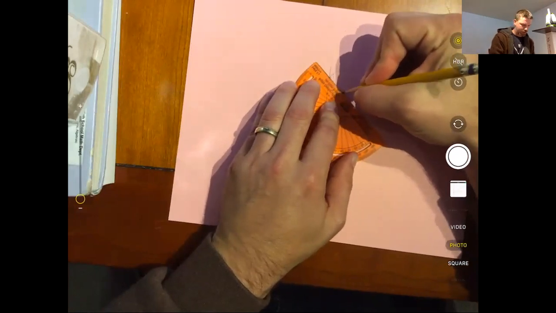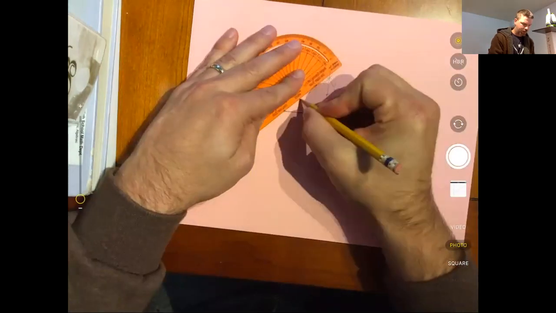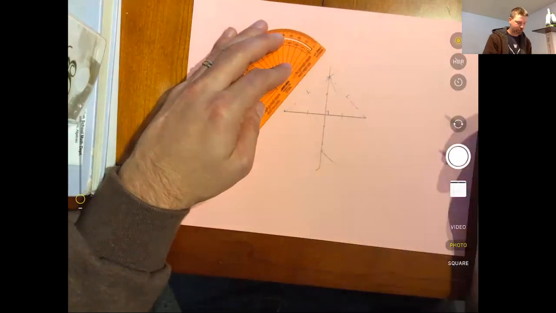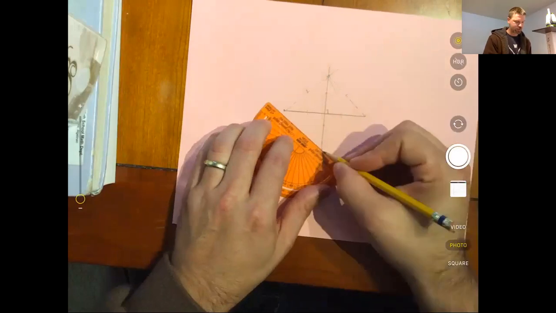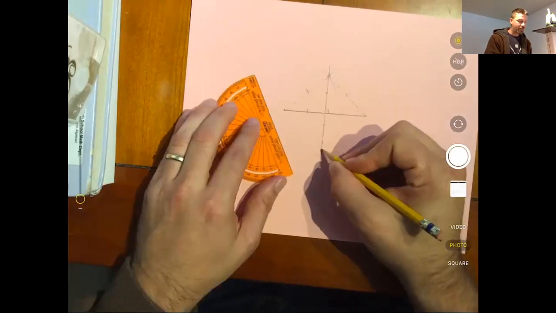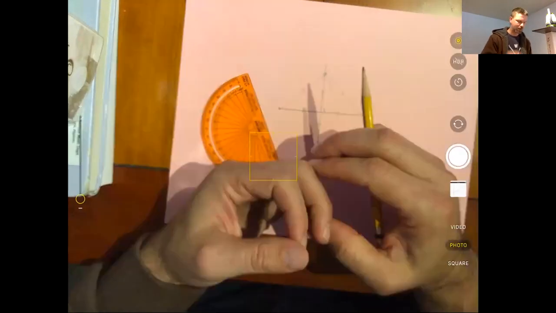So when I used my compass, I created a segment right here and a segment right here that were the same length, which meant that point had to land on the perpendicular bisector. Same thing over here. That distance and that distance are the same length, so that had to land on the perpendicular bisector.